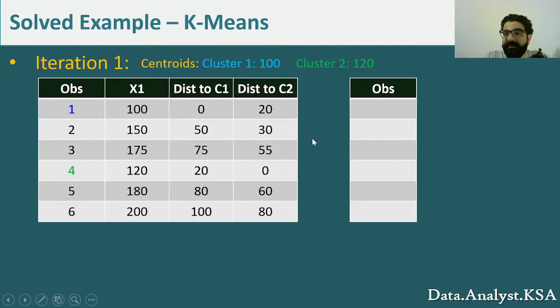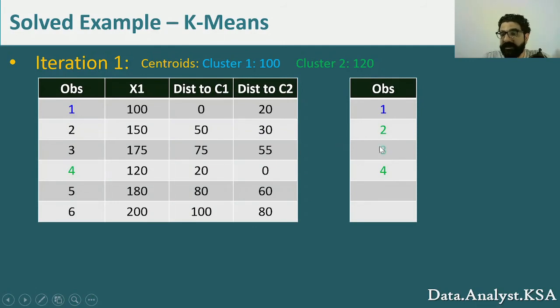Now let's do the assignment. The assignment for every observation is going to be to its closest cluster. So point 1 obviously will still be in cluster 1. And obviously observation 4 will remain in its cluster because of the 0, and then observation 2 will be assigned to cluster 2 because it's closer than cluster 1, so we're going to color it in green.